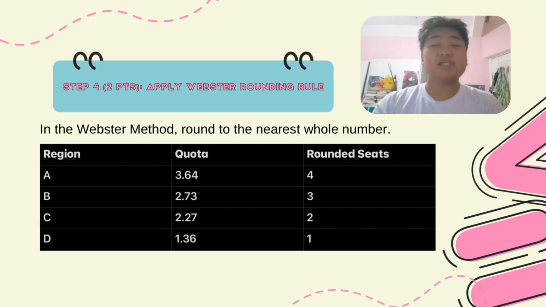Now, the next step is to apply the Webster rounding rule. In the Webster method, we round to the nearest whole number. So we all know how to round off, right? So, region A, the quota is 3.64, so the rounded seats are 4. For region B, the quota is 2.73, so the rounded seats are 3. For region C, the quota is 2.27, so the rounded seats are 2. And lastly, region D, the quota is 1.36, so the rounded seats is only 1.